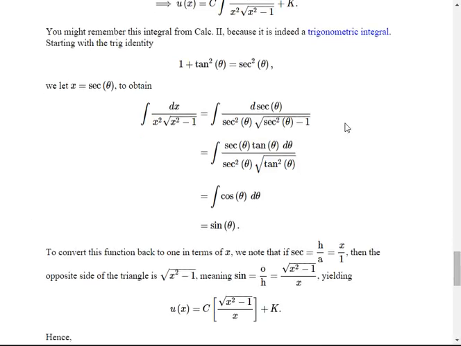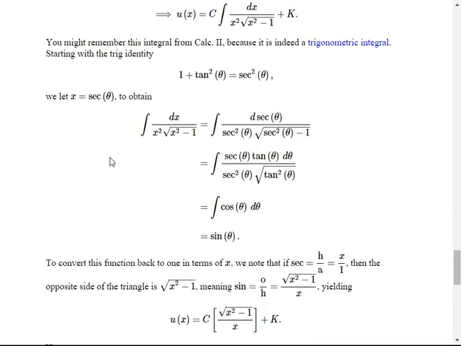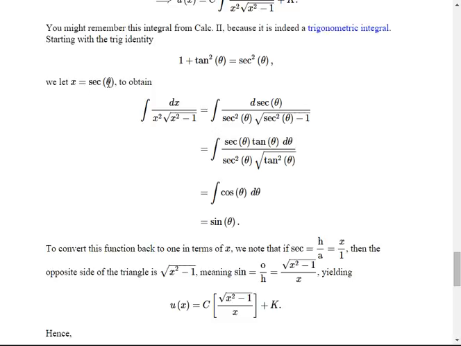So for the trig integral, we notice this x squared minus 1 in the radicand, and because of this identity, by subtracting 1 from both sides, we get secant squared of theta minus 1 equals tan squared of theta, which will probably simplify this integral quite a bit. So I gave that a try, and by letting x equal secant of theta, we substitute that in for all the x's.